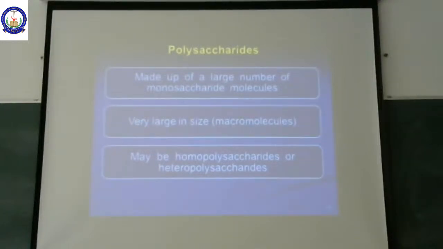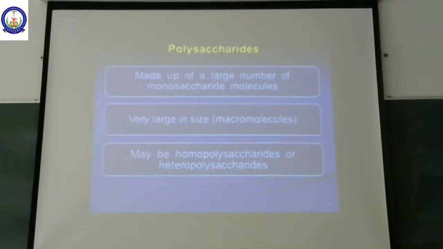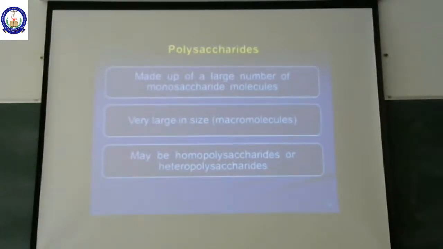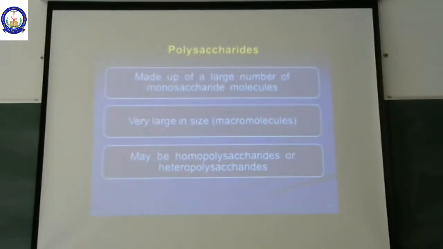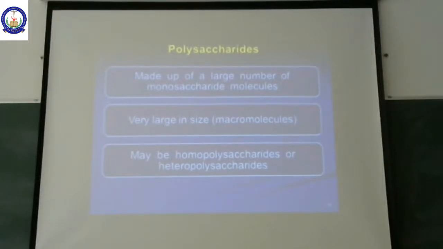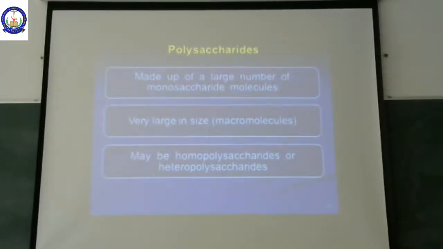As we all know, carbohydrates are majorly classified as monosaccharides, disaccharides and polysaccharides. Polysaccharides are again classified into homopolysaccharides and heteropolysaccharides. What do we mean by this? As the name indicates, a polysaccharide is made of a large number of monosaccharide molecules, so they have to link up with each other.